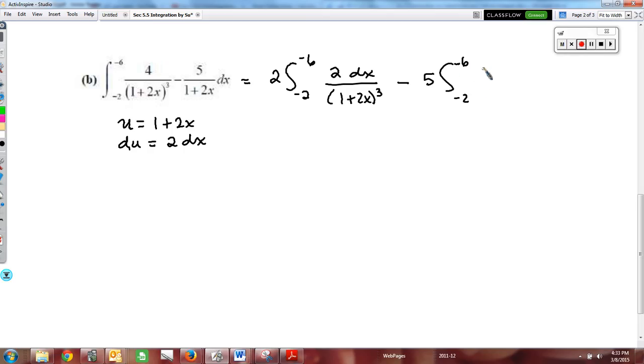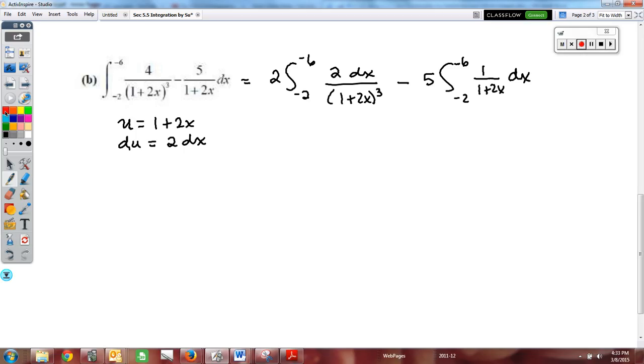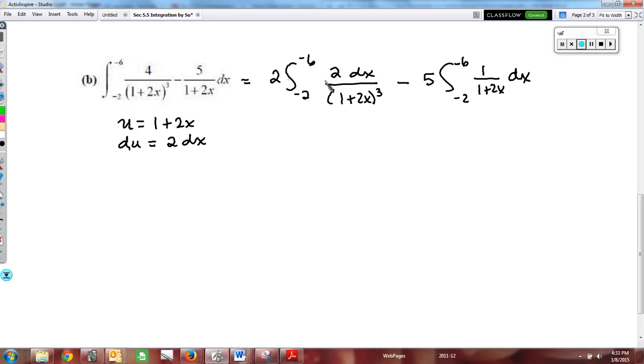And then we're going to have our 1 over 1 plus 2x dx. So this is just kind of distributing and getting it ready so that I can do my substitution. Now notice that in the second one, I pulled 2 out. 2 times 2 is 4. I didn't need a corrector. I have the 2 dx in there.